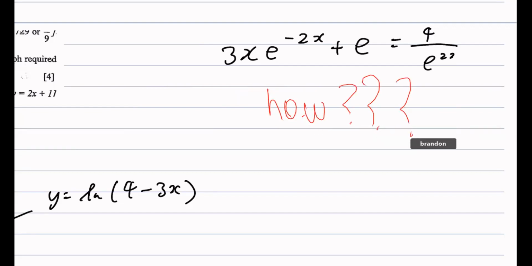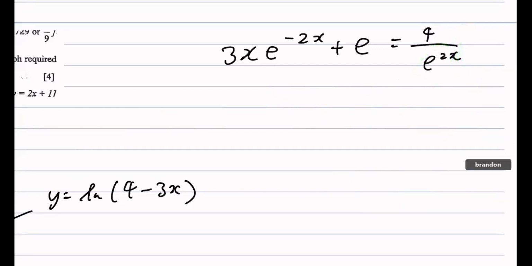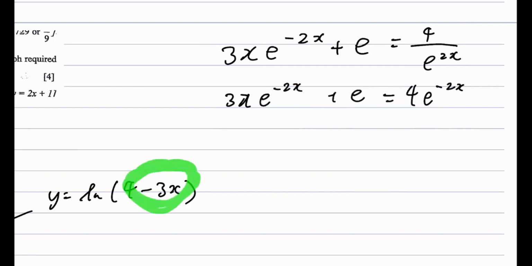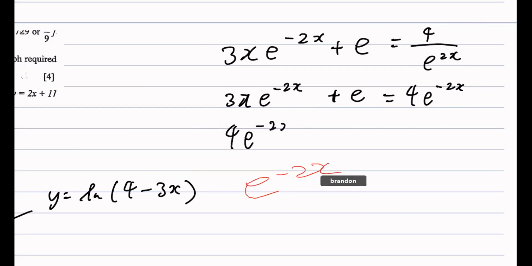Okay. Let's see. So here you got e power 2x at the bottom. What happens if you bring it on top? Minus. Okay. We need the 4 and the minus 3x side by side, right? What should we do? Oh, minus this. Yeah, exactly. So we get 4e power negative 3. Factor negative 2. Yes, correct.